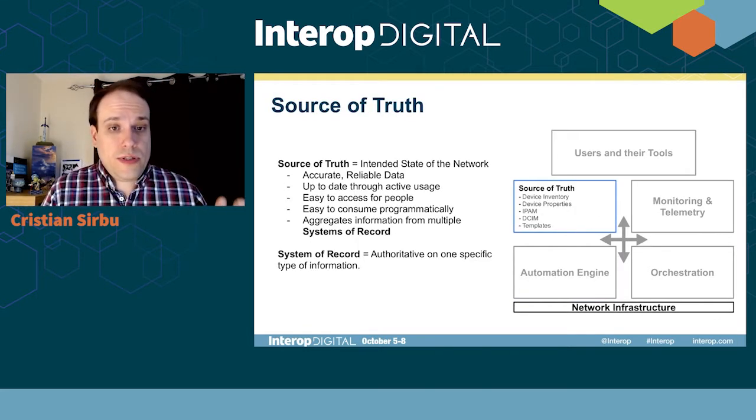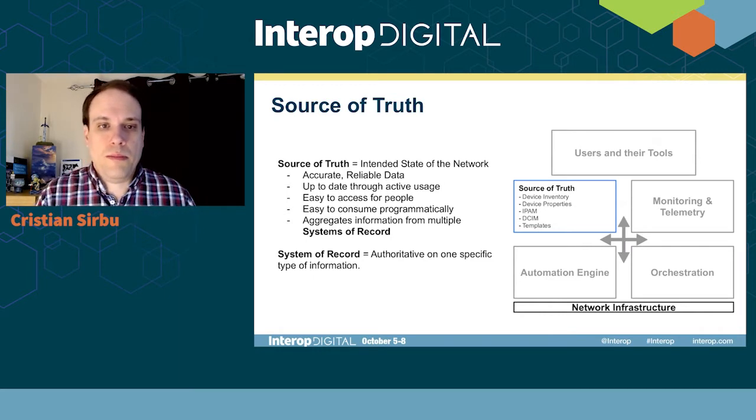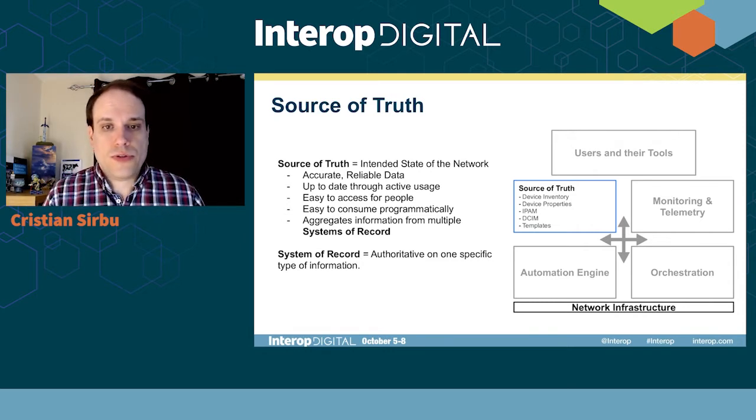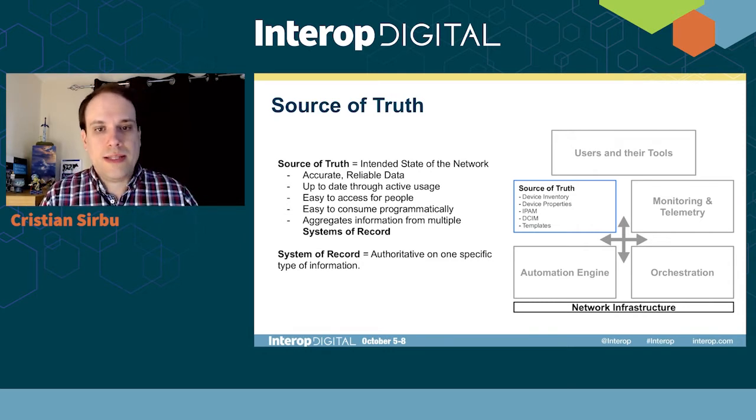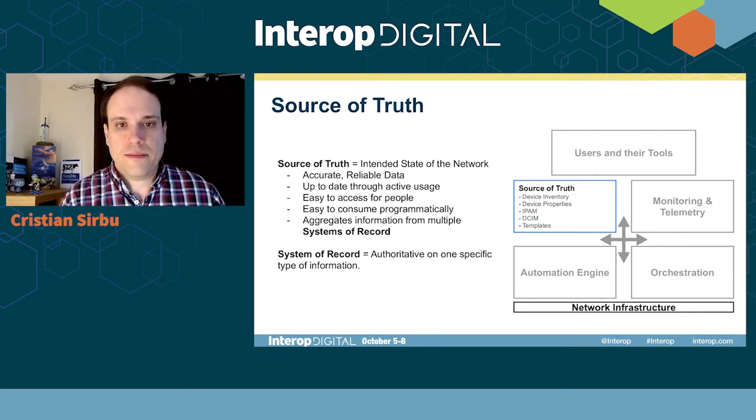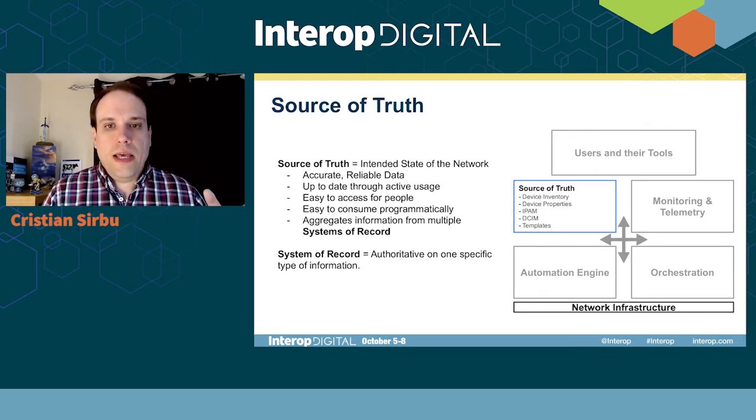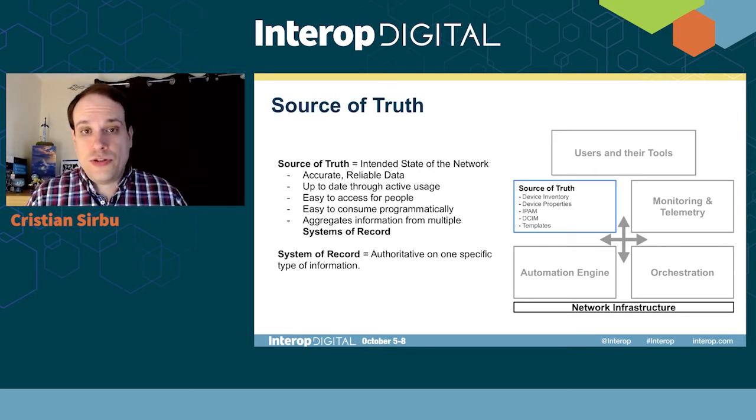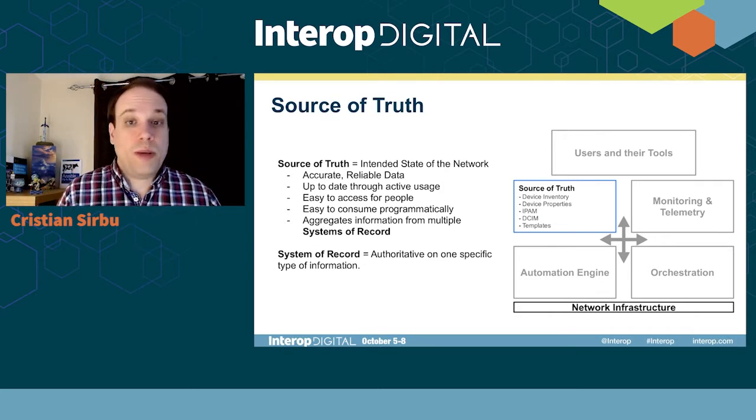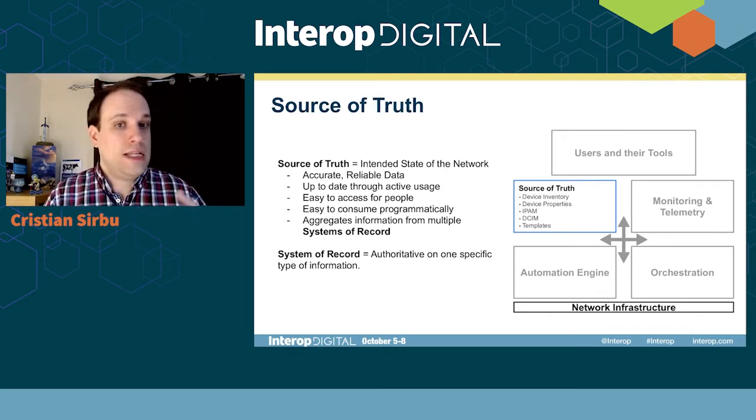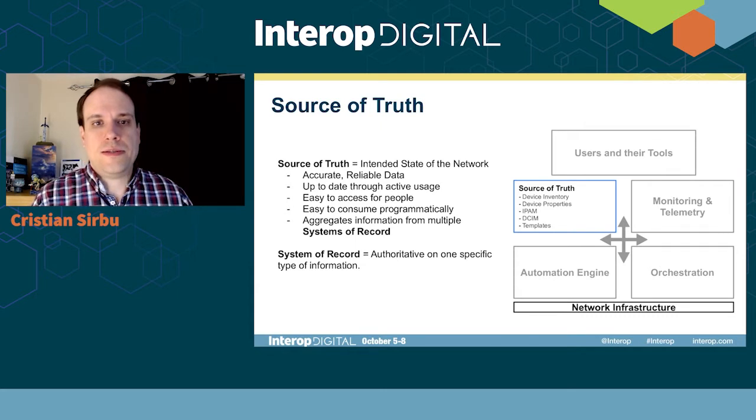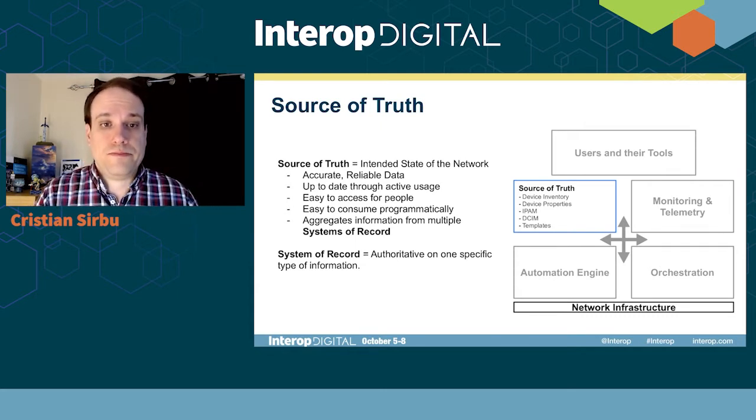We've talked about necessary structured data when building and parsing configurations, but where does it all come from? The role of a source of truth is to capture intended or desired state of the infrastructure. In order to build trust and ensure it's actually used, we must ensure that data is accurate, it's reliable, and make it easy to access or consume programmatically.